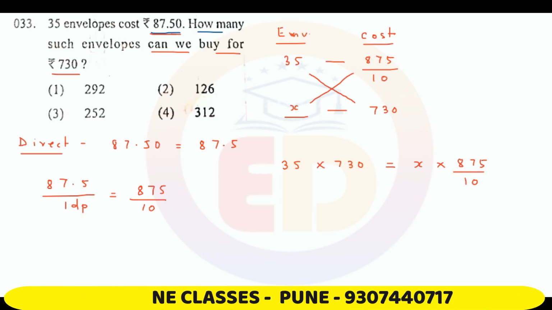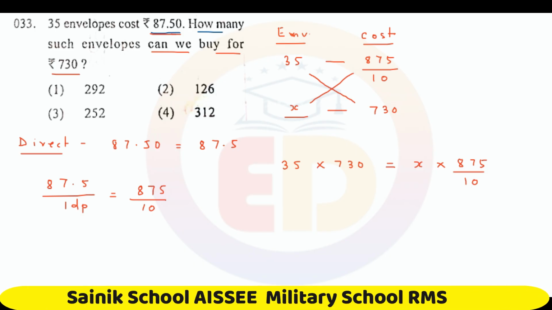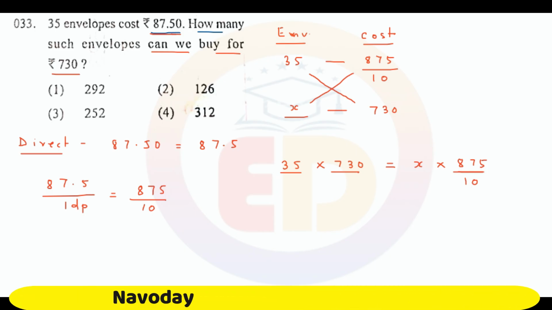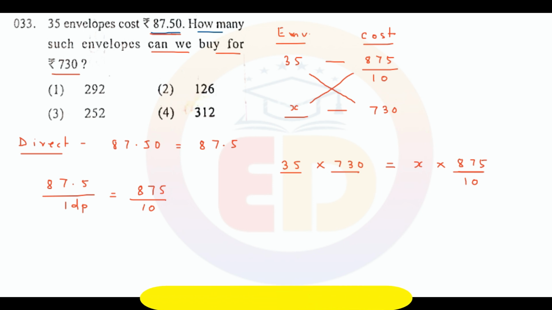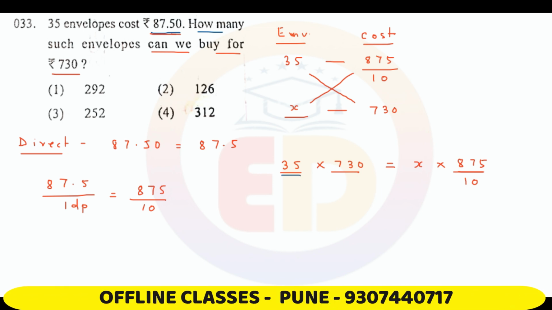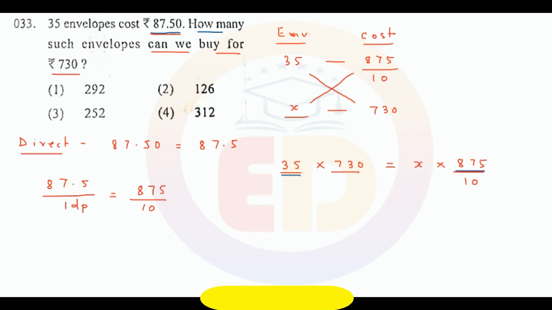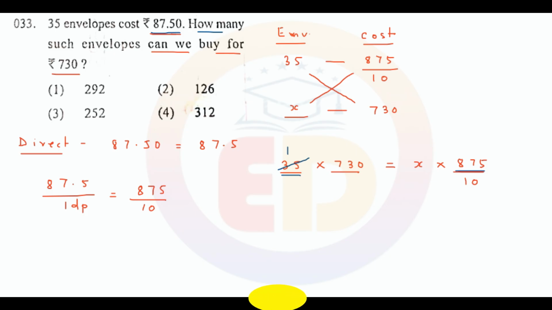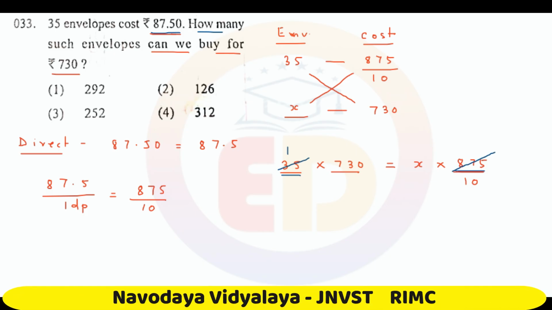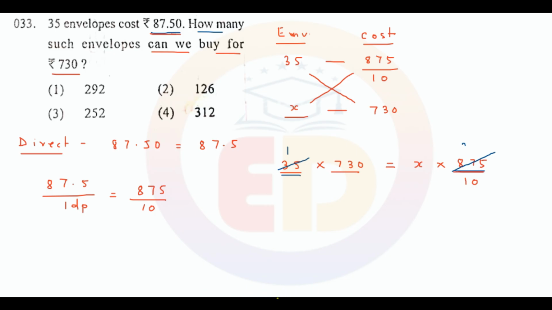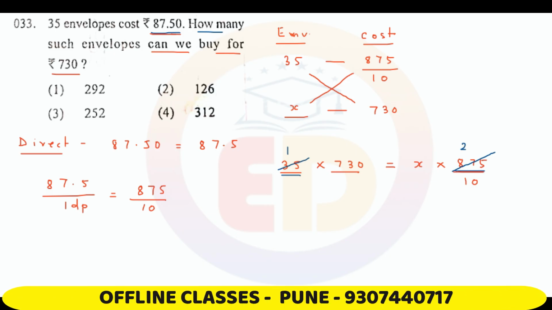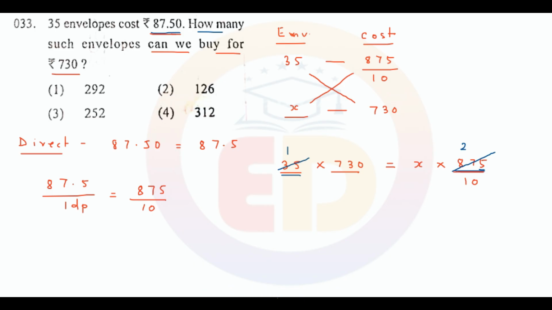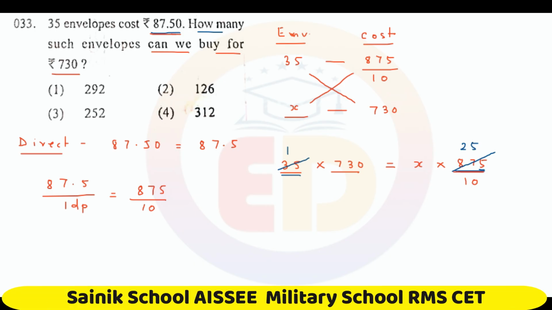Now, for simplification, remember the left hand side value can be directly divided by the right hand side numerator value. Looking at this, we divide 35 and 875 directly. 35 ones are 35, and when we divide 875 by 35, we get 35 twos are 70, 17 carry, the term will become 175, and 35 fives are 175.